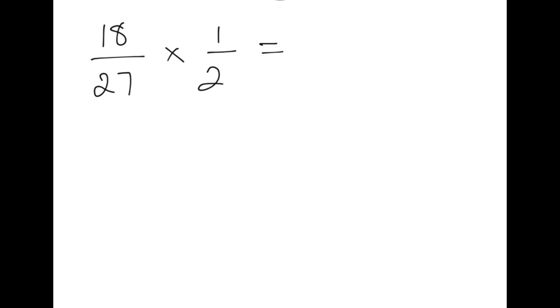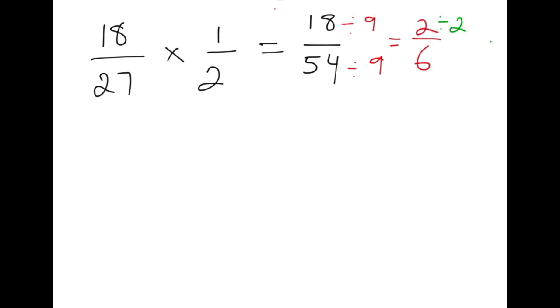18 times 1 is 18. 27 times 2 is 54. And then from here you simplify. You reduce the fraction. Simplify by 9. You get 2/6. But then again, you can simplify again because 2 goes into 6 3 times. So divide by 2, you get 1/3.